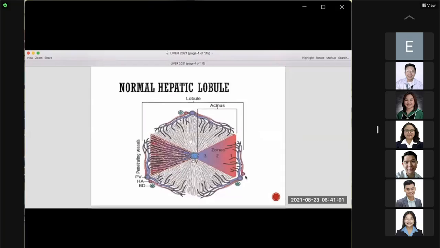Seen on three corners of the hepatic lobules are the portal tracts. As we have mentioned a while ago, it is composed of these three structures.